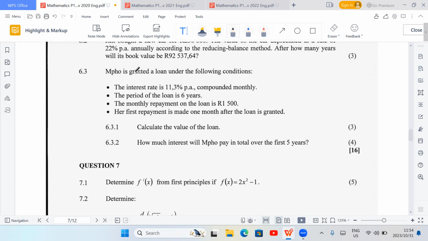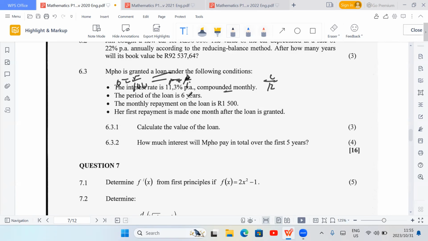6.3 says an employee is granted a loan. So immediately we see the word loan, we know that's present value, so present value for loans. And here we are clearly given everything that we need. The interest rate is 11.3%. So that's our R. If we want our i, we need to write it as R over 100. And since they said compounded monthly, we're then going to say i over 12.